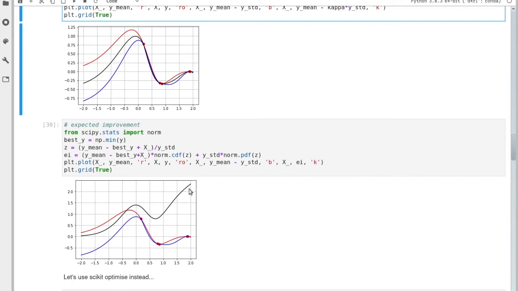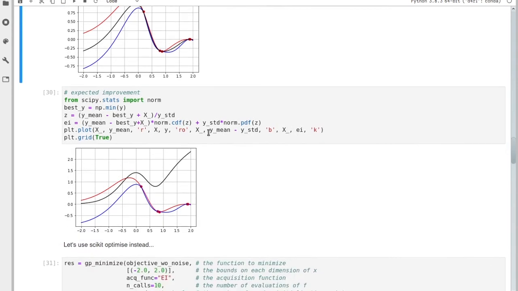It's a closed form solution, and in this particular case, it does say that we should evaluate some of the more unseen areas. The advantage of expected improvement, which is I think the default in a lot of the libraries that we use, including scikit-optimize, is that you don't actually have to specify an exploration exploitation kind of parameter to penalize the difference there. So that's something to think about there as well.